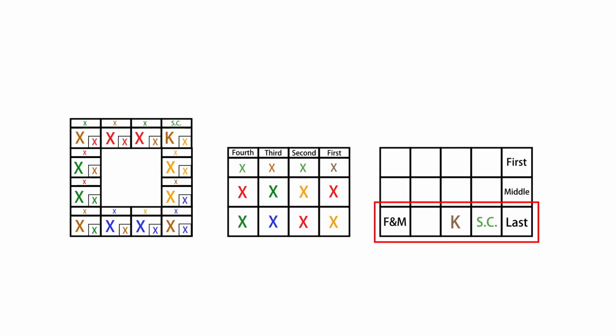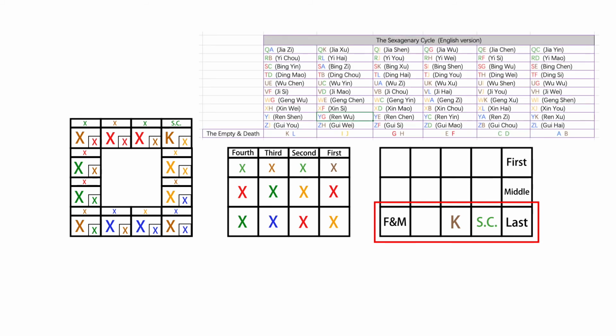The last transmission represents the final stage, the final part. If the status of the last transmission is empty and death, it means that things have no results. If the status of the last transmission is empty and death, this is not good for us in most cases.